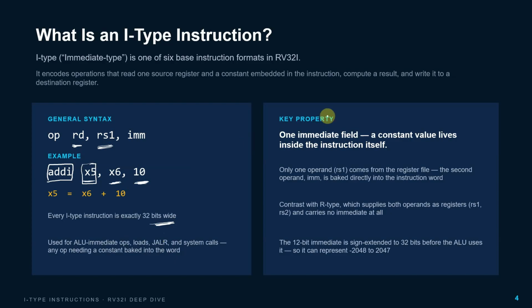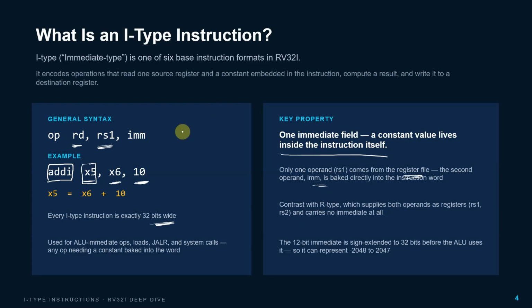Coming to the key properties of I-type instructions: one immediate field, a constant value that lives inside the instruction itself, as I have said previously. Only one operand, RS1, comes from the register file, and the second operand, the immediate, is taken directly from the instruction word itself. This is different from our R-type instructions that I have already mentioned.